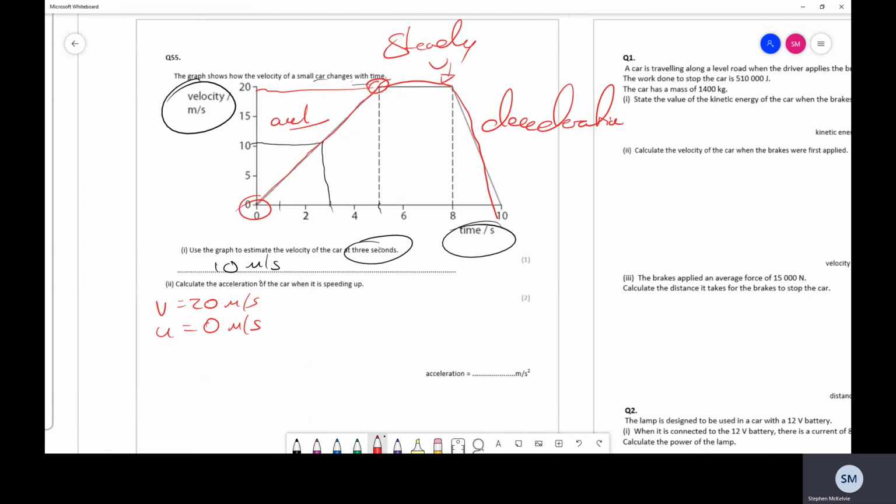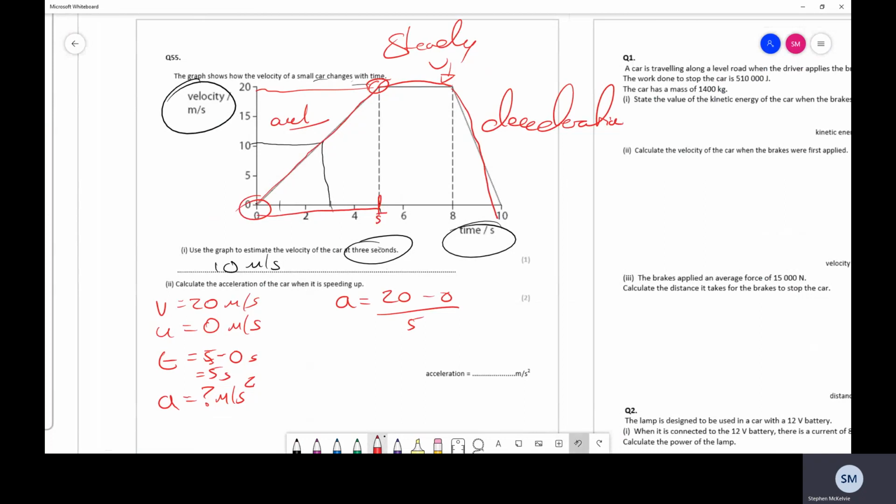The time taken for that change goes from 0 to 5 seconds. So that is 5 seconds take away 0 seconds, meaning my time was 5 seconds, and my acceleration is equal to, I do not know how many meters per second squared, but I shall know soon. A is equal to 20 take away 0 divided by 5.